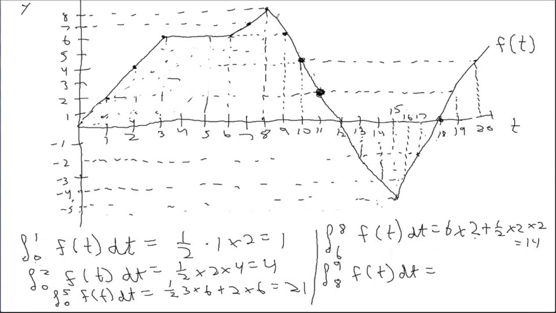So now we're talking about this area. So base times the height of the rectangle plus 1/2 the base times the height, 6 plus 1. Okay, looks like we got that one correct. Very good.